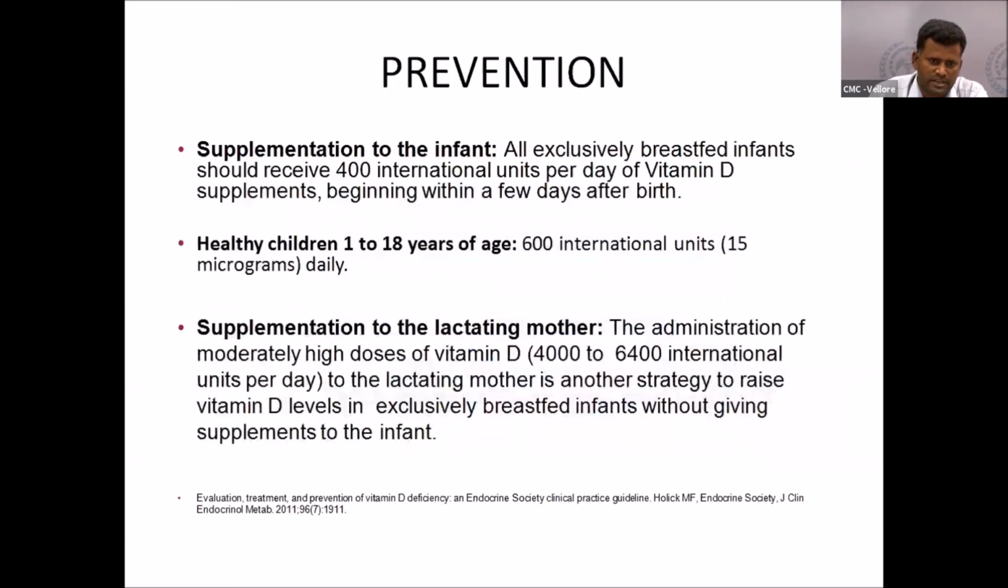So how to prevent, supplementation for infants? It's 400 international units for all exclusively breastfed infants. We have to give 400 international units is the recommendation, and for 1 to 18 years, 600 international units. And supplementation of the lactating mother can avoid supplementing the infant. This is a moderately high dose we have to give the lactating mother, 4,000 to 6,400 international units per day.